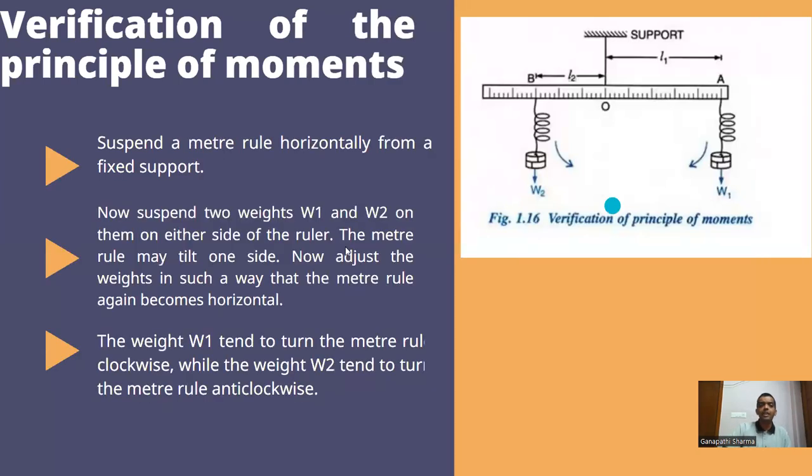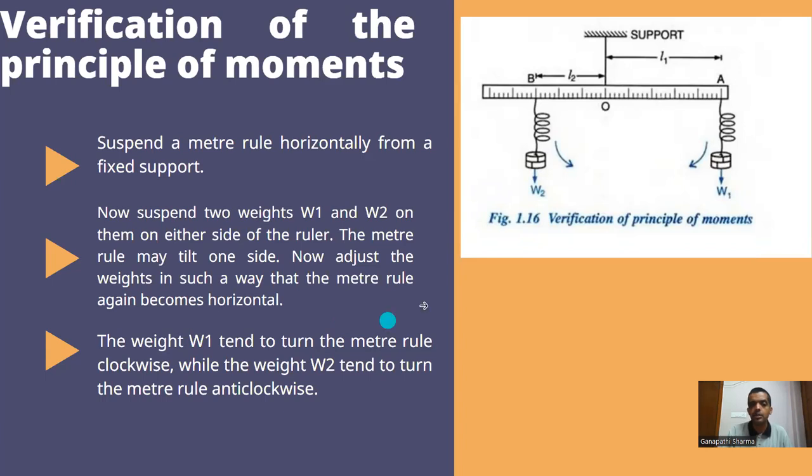We have the verification also, bacho. Suspend a meter rule, with weights W1 and W2 on either side of the ruler. The meter ruler tilts to one side. Now adjust the weight of the other one till it becomes horizontal. If you suspend to one side, what happens? It is going to lean on one side. To overcome it, you have to add weight on the other side.